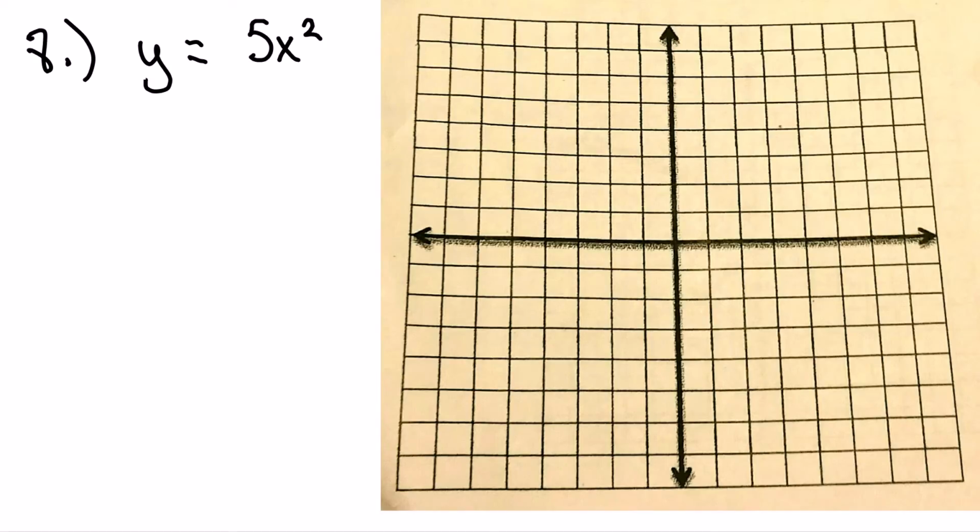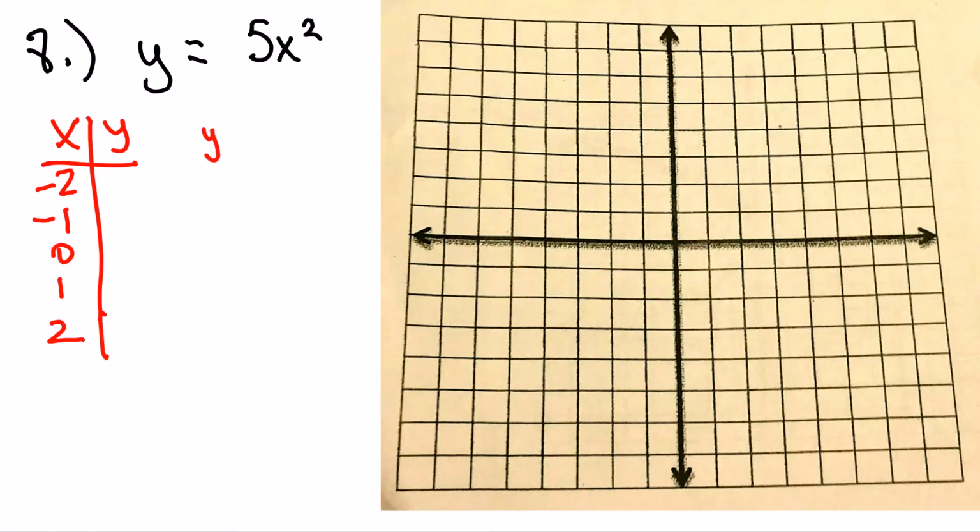Alright, number 8. I have y equals 5x squared. So the first thing to do is I make an XY chart. I'm going to pick -2, -1, 0, 1, and 2. I plug in -2 in for x, so I say y equals 5. Instead of x, I put -2. Square it. -2 squared is 4. 5 times 4 is 20.